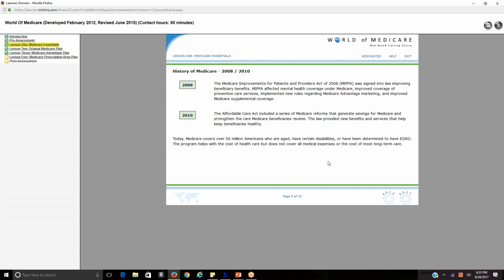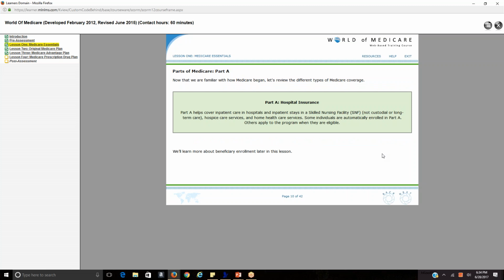And then finally, the Affordable Care Act, or what we know as Obamacare, included a series of Medicare reforms that generate savings for Medicare and strengthen the care Medicare beneficiaries receive. This law provided new benefits and services that help keep beneficiaries healthy. Things like colonoscopy screenings, mammograms, annual wellness visits, annual well-woman visits with no out-of-pocket costs to the Medicare beneficiaries. Today, Medicare covers over 50 million Americans, and Medicaid covers over 50 million Americans. So between the two programs, over 100 million Americans are covered.